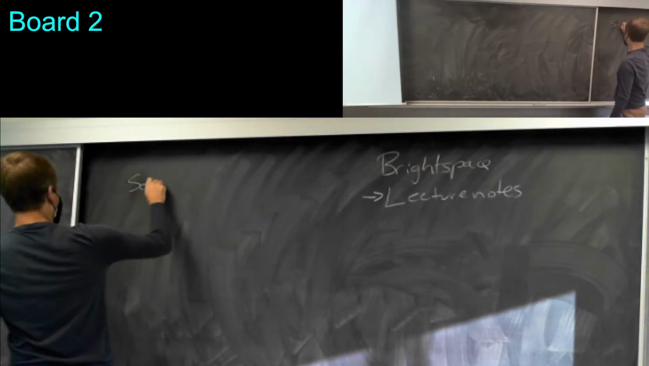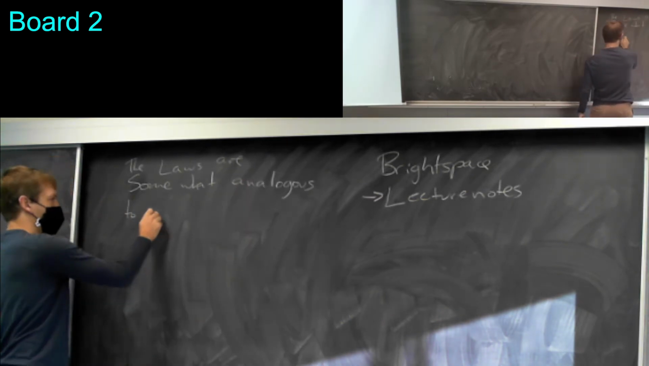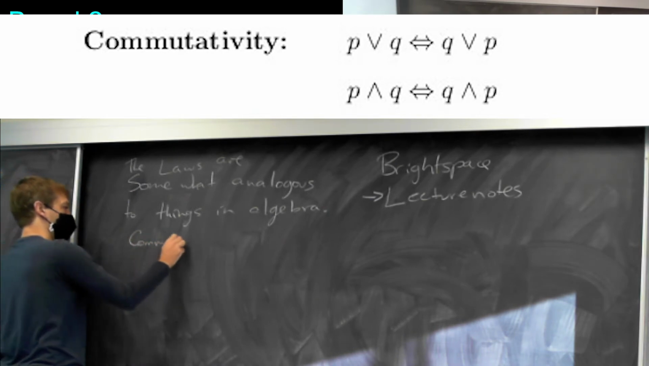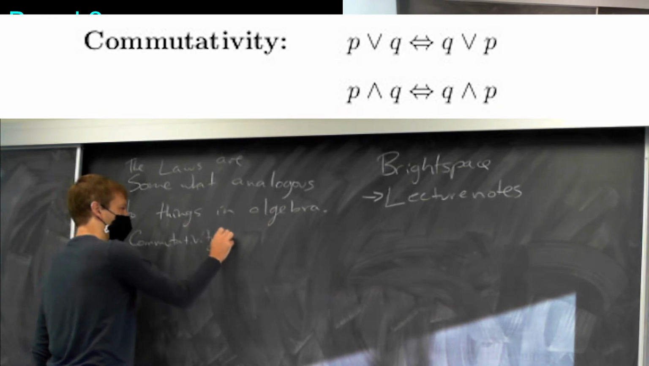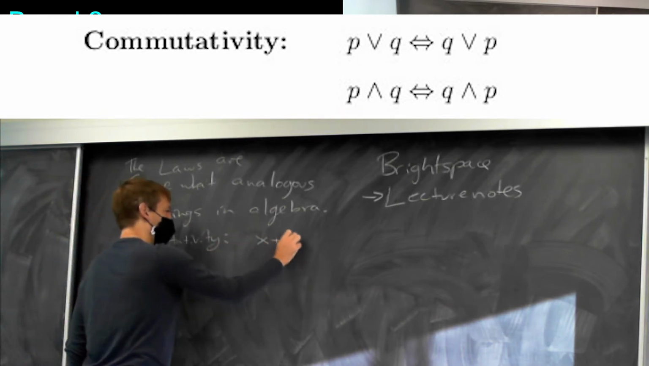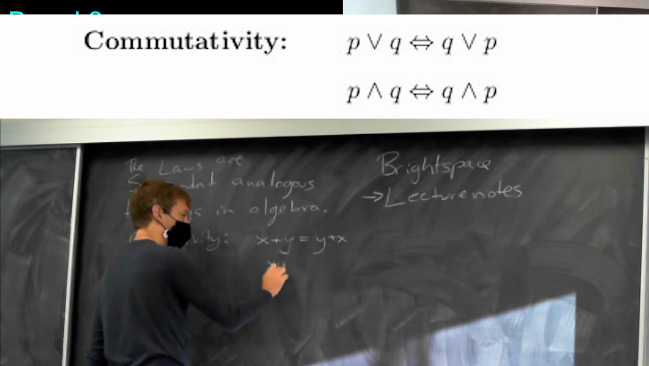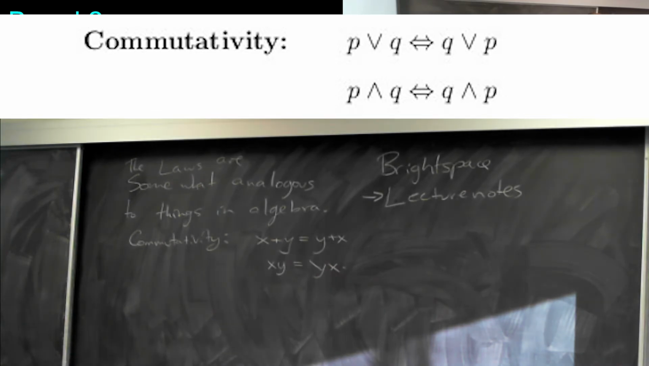Actually, maybe I should say that these rules are going to be somewhat analogous to things you see in algebra. So commutativity, for example, is like the fact that x plus y is the same as y plus x, or x times y is the same as y times x. And so you have a similar thing with and, or, that you can switch the order.